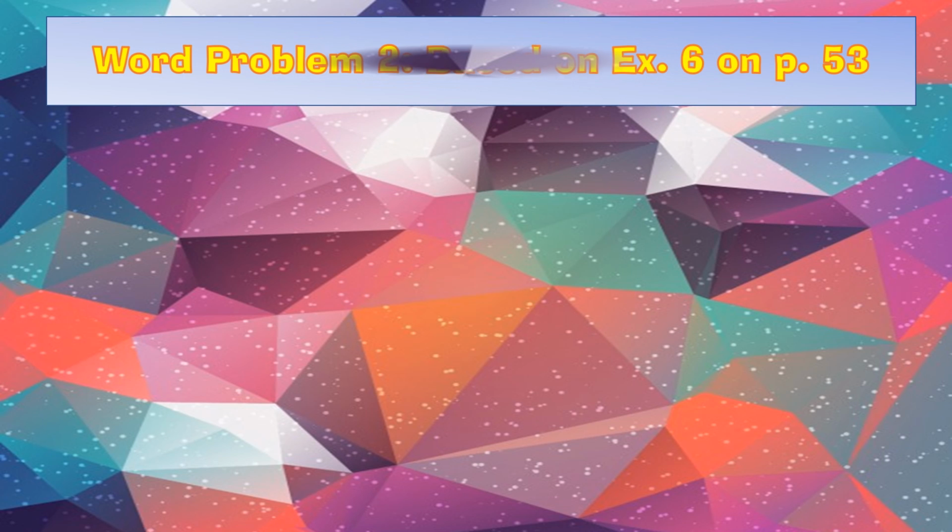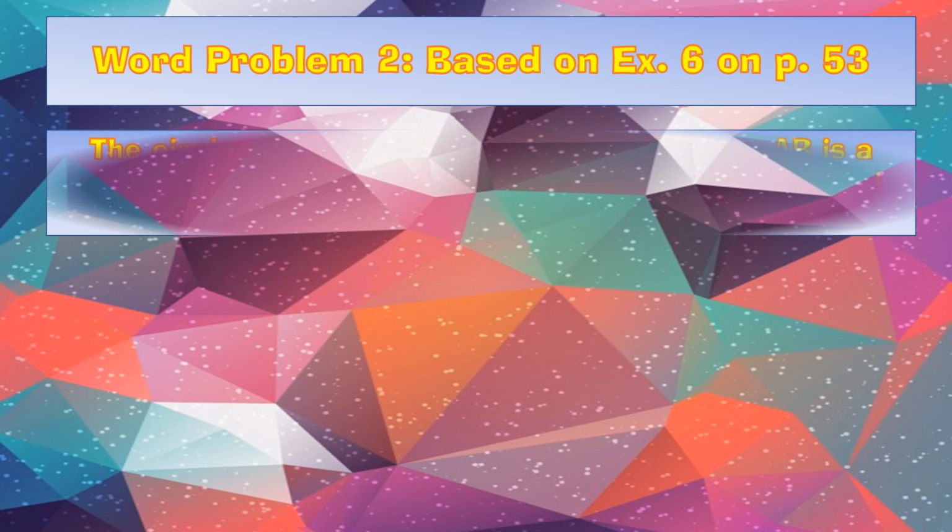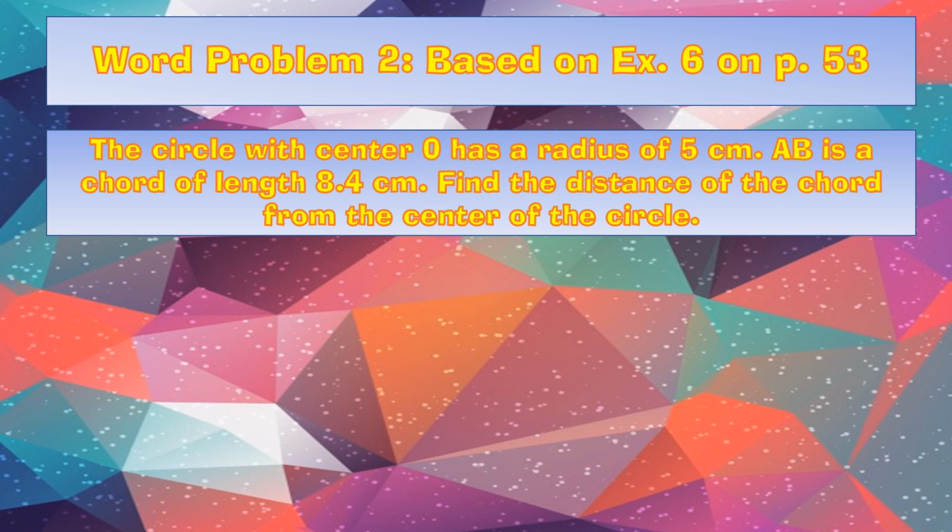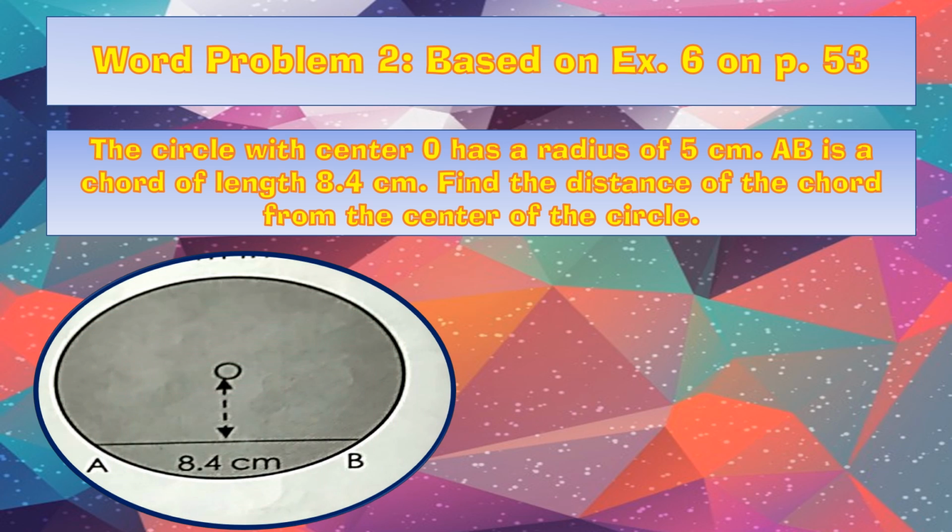Let's move on to word problem number 2, based on example 6 on page 53 of your book. The circle with center O has a radius of 5 centimeters. AB is a chord of length 8.4 centimeters. Find the distance of the chord from the center of the circle. So here, look at this diagram. We have here 8.4 centimeters as the length of the chord AB.